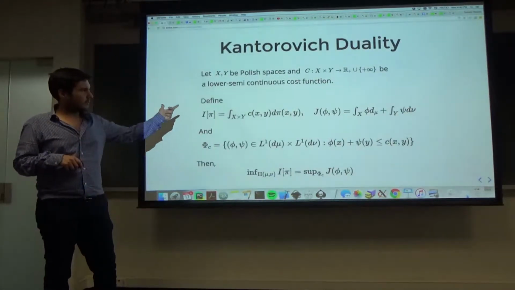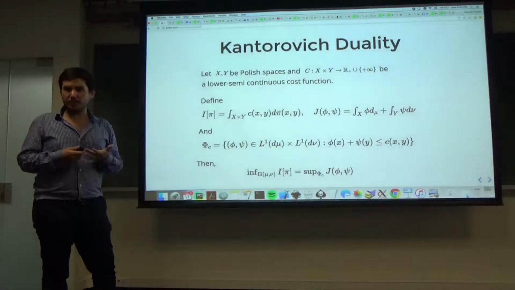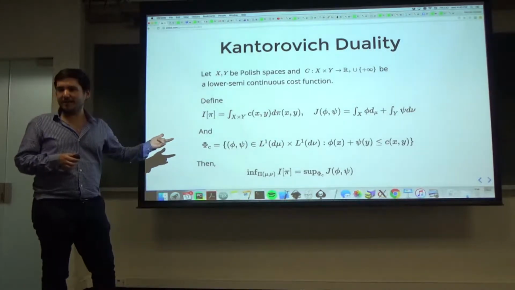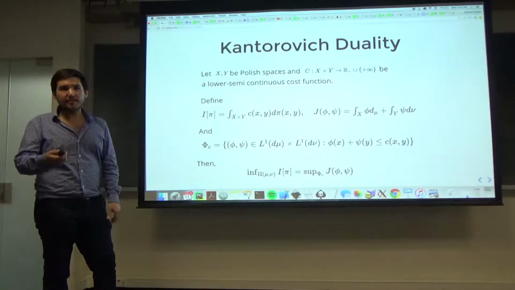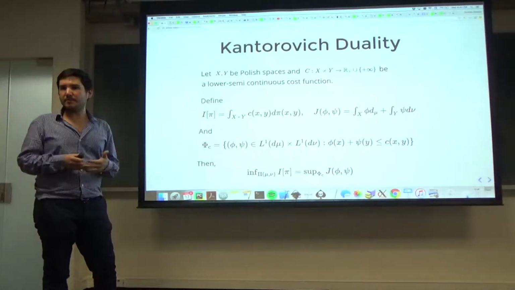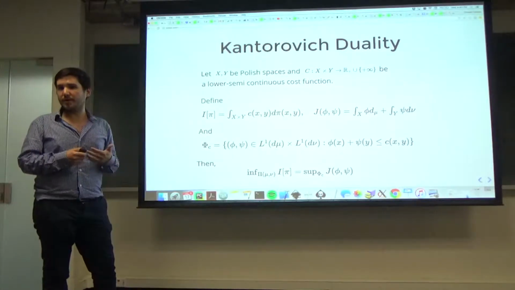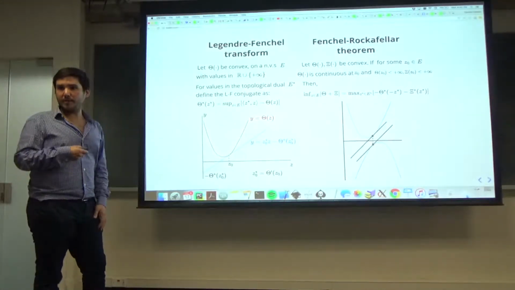So actually, if we were in the discrete formulation of the optimal transportation problem, this would be some elementary duality principle for linear programming. But because we are in general spaces of measures, in order to prove this theorem, we have to appeal to more general tools. And I'm going to tell you a little bit about what those tools are.